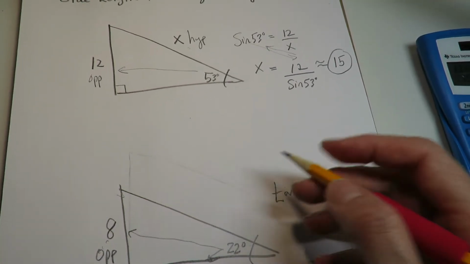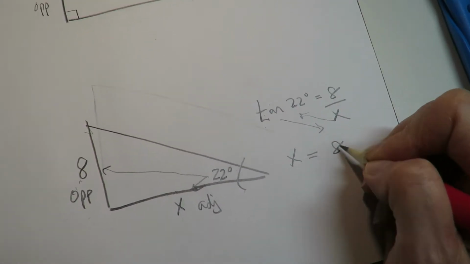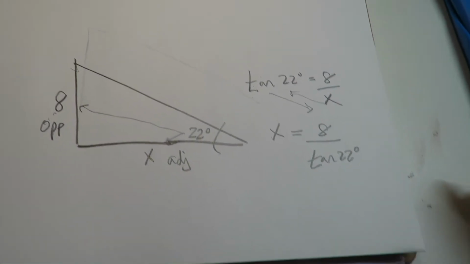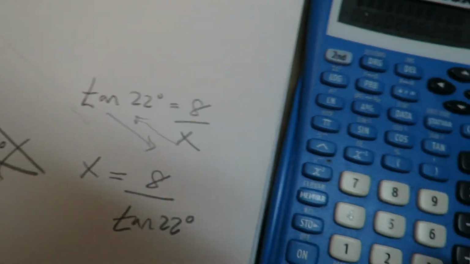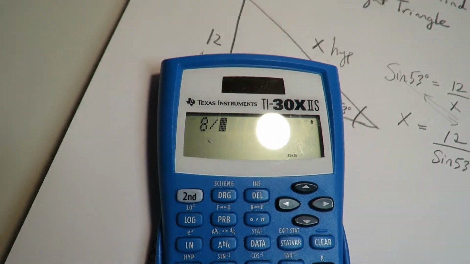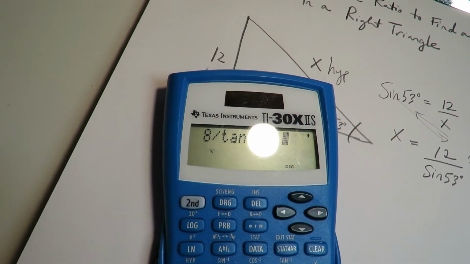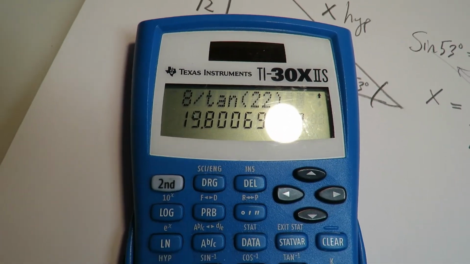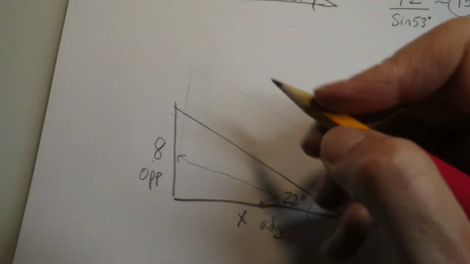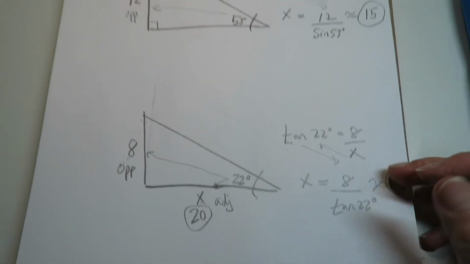Okay, I have to bring the x up again, and I have to bring the trig down. All right, I'm again in degrees, so I'm good. I can go right to 8 divided by the tangent of 22 degrees. Okay, I'm going to hit equal. I'm going to round that to 20, so that's about 20 units. Okay, so we looked for this. So this side is about 20 units.